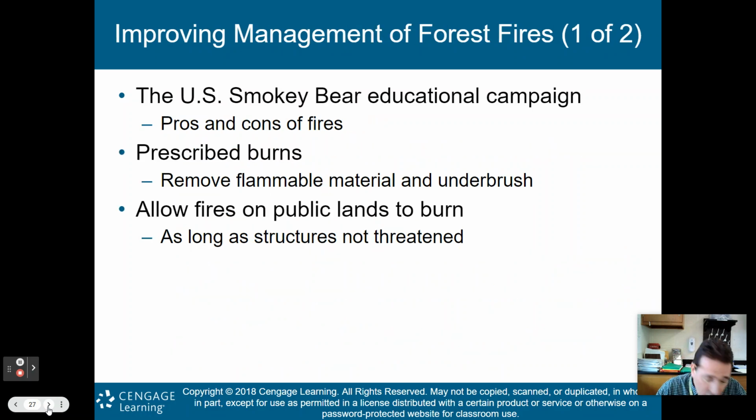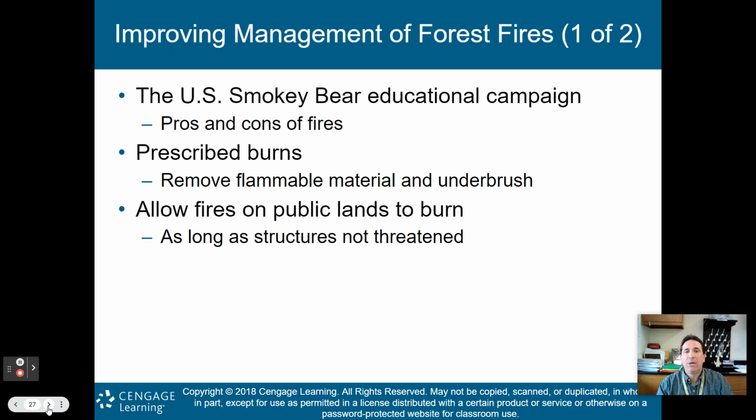Another way is improving our management of forest fires so that maybe we don't get those crown fires, right? The U.S. Smokey the Bear educational campaign, when I was around, was a huge campaign, not so much these days, but it basically talks about the pros and cons of fire. Again, education. Use those prescribed burns, which remove flammable material and underbrush. I talked about that when we spoke about the surface fires. Use those surface fires.